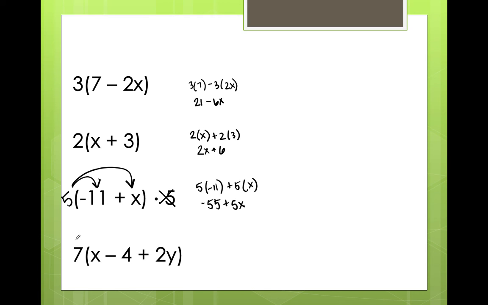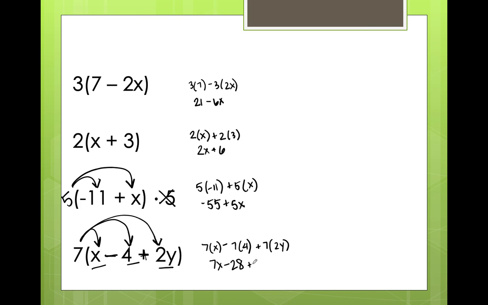And then for the last example, we actually have 3 terms inside of the parentheses. A little bit different, but you're going to go ahead and just multiply the 7 times all 3 of them. So same strategy, just one extra step here. So 7 times x minus, bring over the subtraction, 7 times 4 plus 7 times 2y. So you get 7x minus 28 plus 14y.